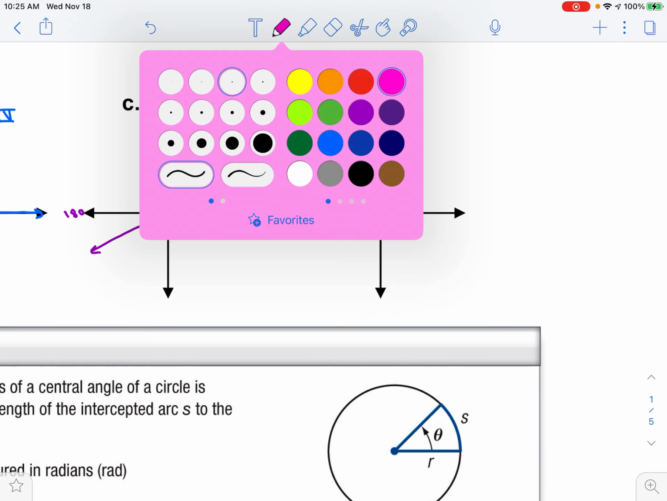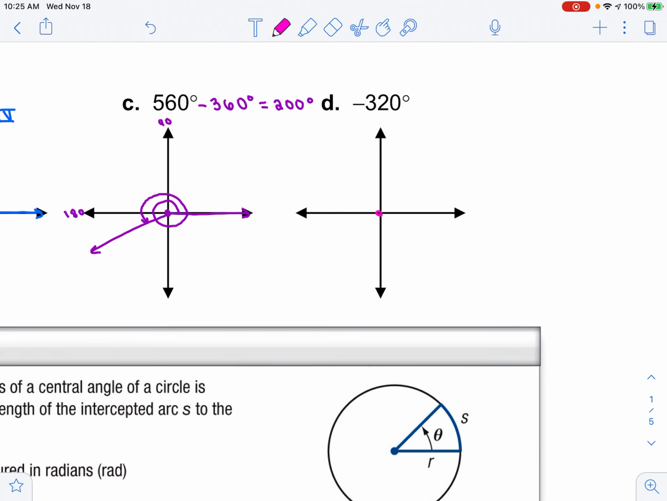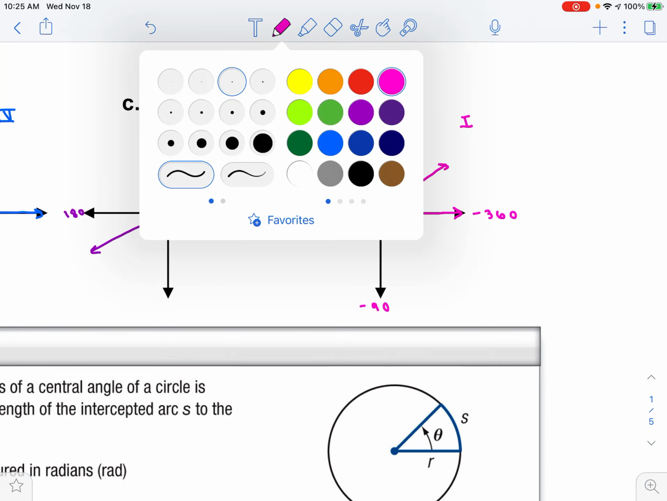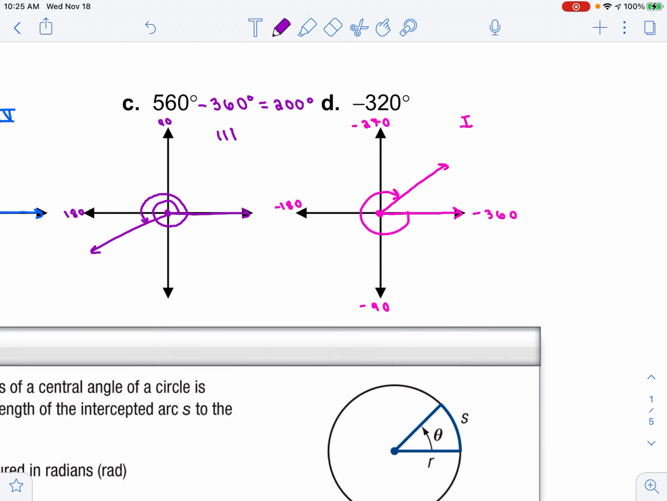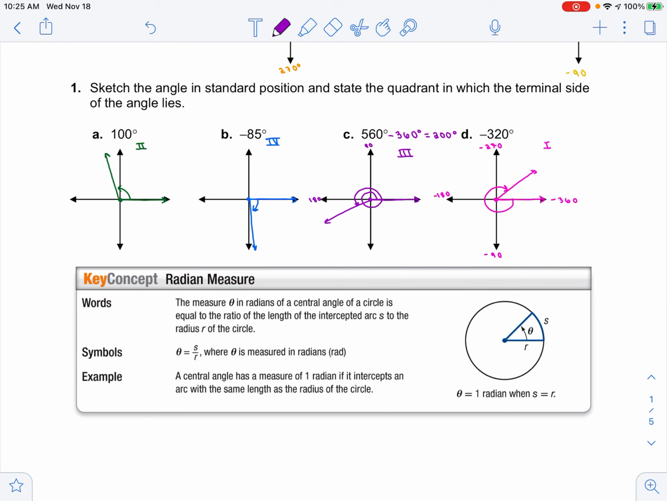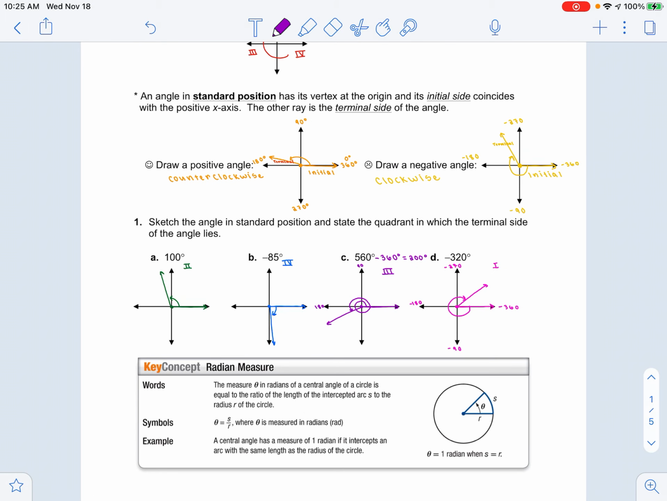And then final example here, negative 320. So we can make that initial side. And then if you have to label your axes or just count, remember that this is negative 90, negative 180, negative 270, negative 360. So note that I'm 40 degrees shy of negative 360. So I'm going to be somewhere around here. And then I can show the direction in which I rotate it. And then going back, this one is quadrant 1. And then going back to this last one, this is quadrant 3. So that is how you graph angles, whether they be positive or negative.